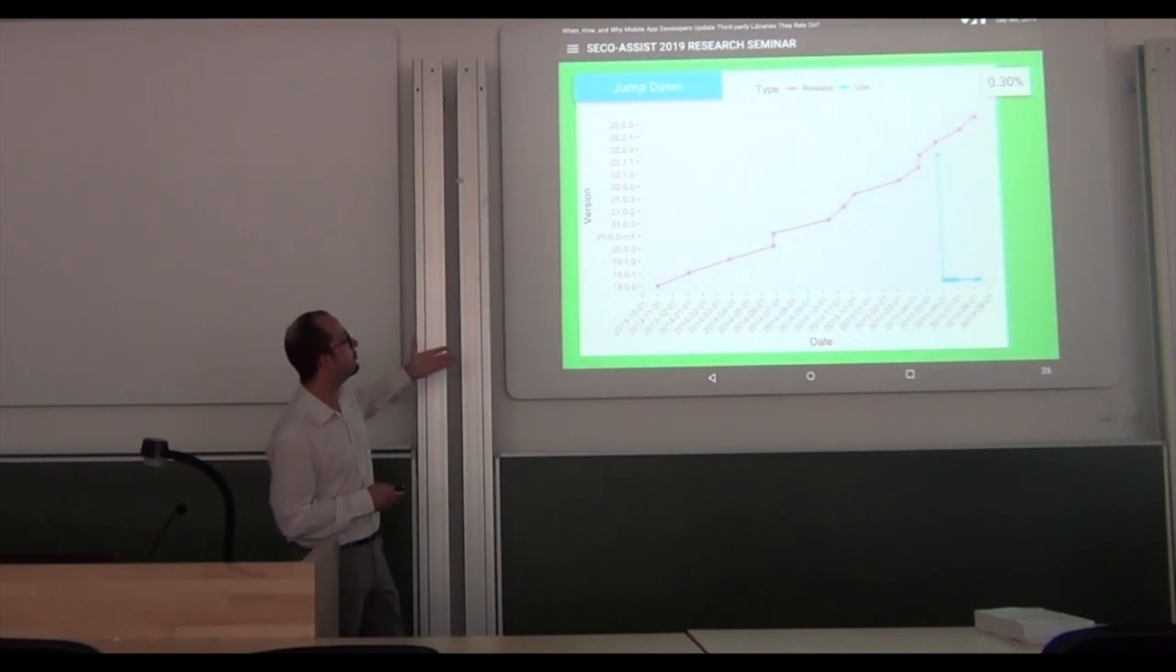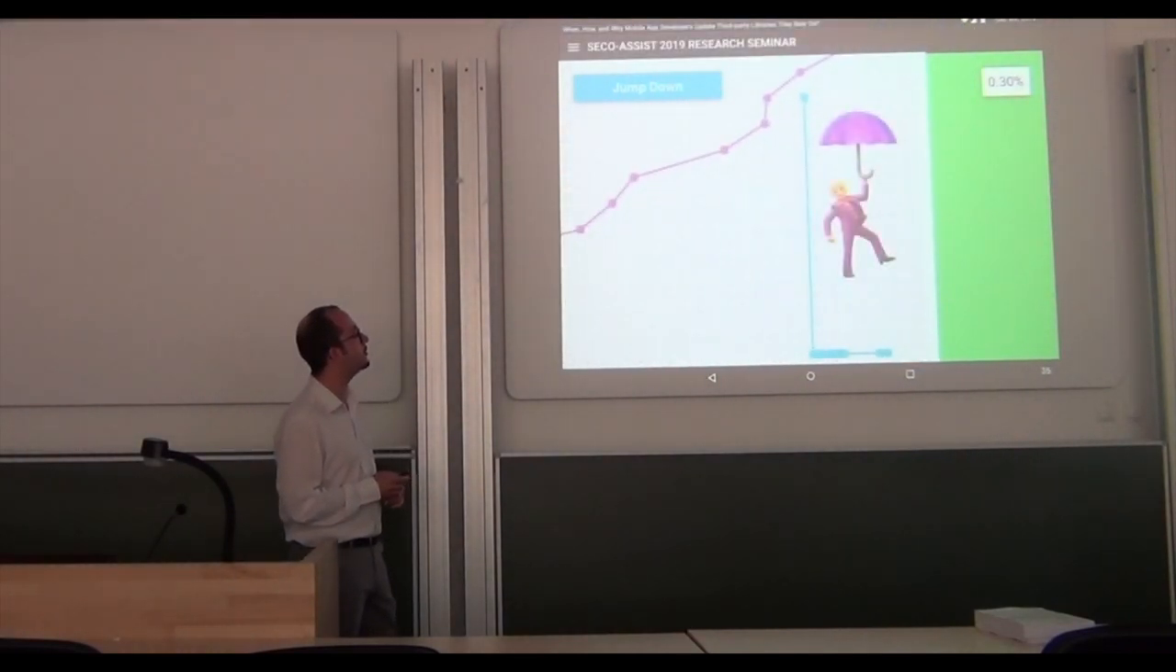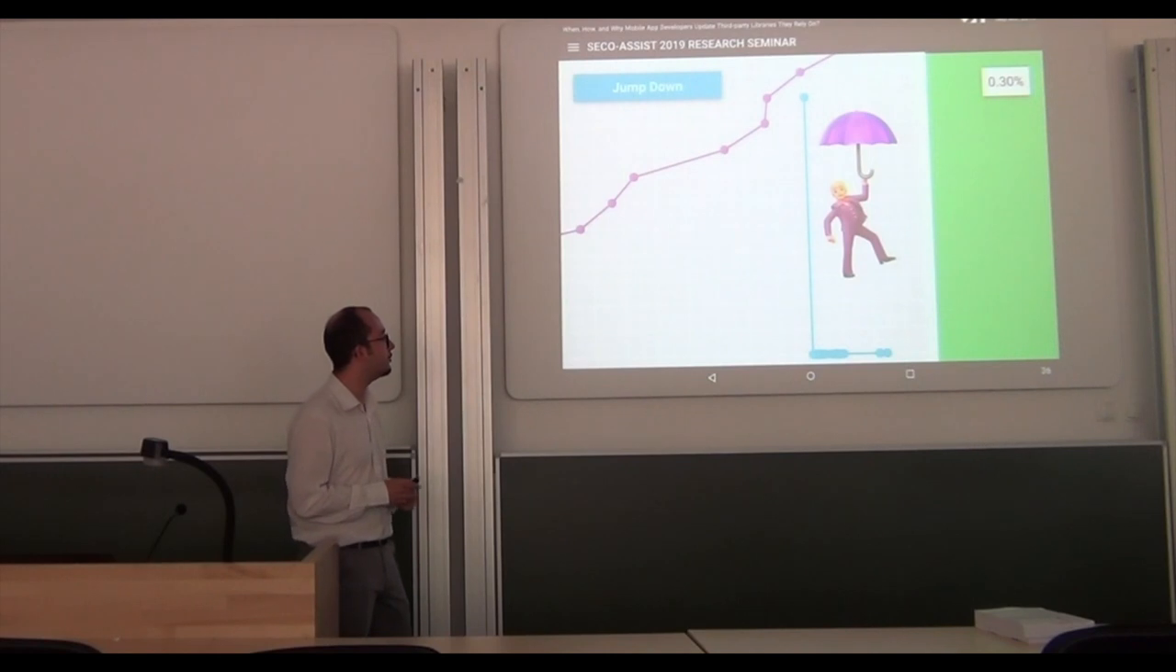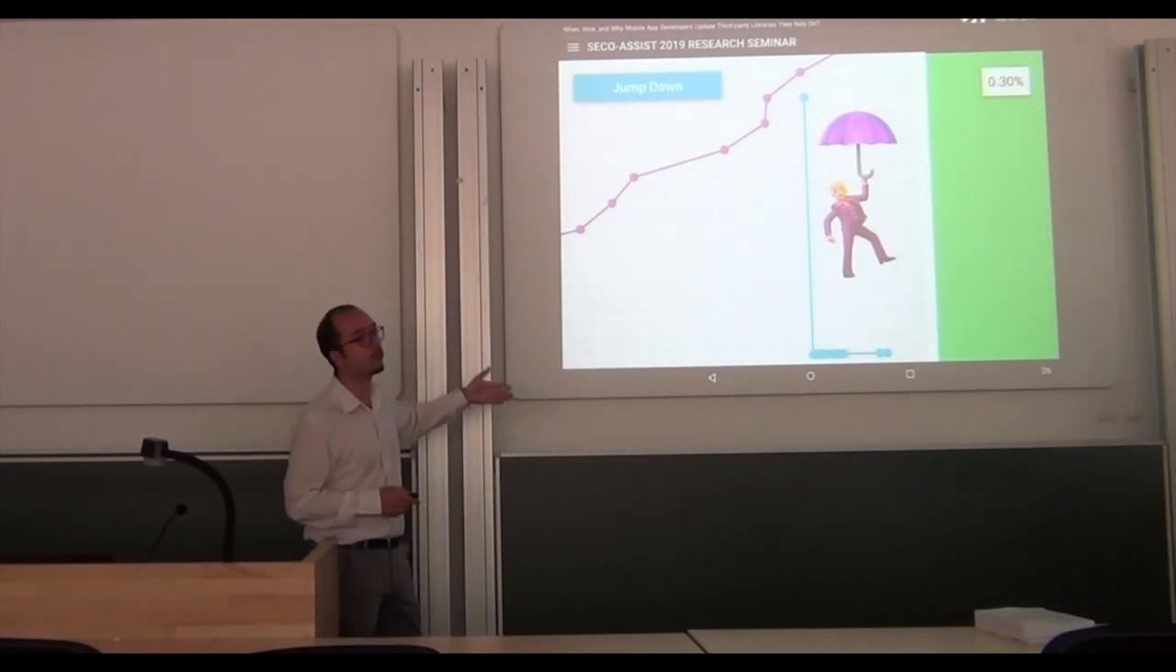Another pattern that is not very common is the jump down. It happened in less than 1% of the cases. It means that developers went from a major release to another major release that was published before, just because they were not able to use the newer major release.